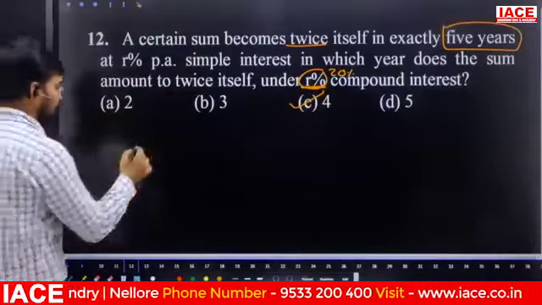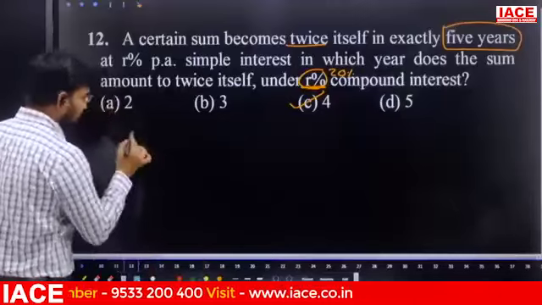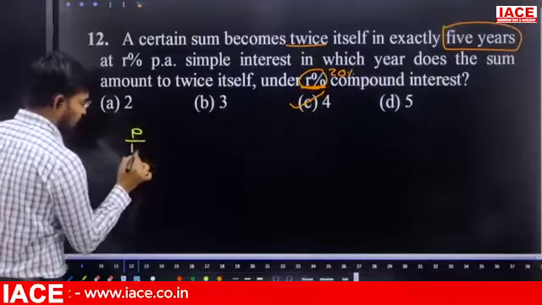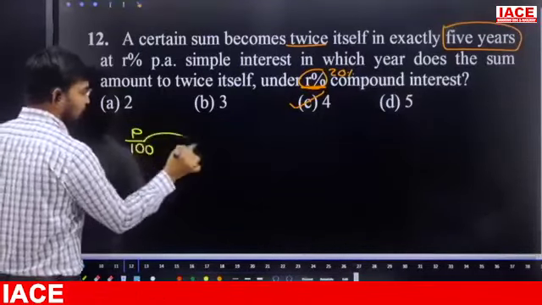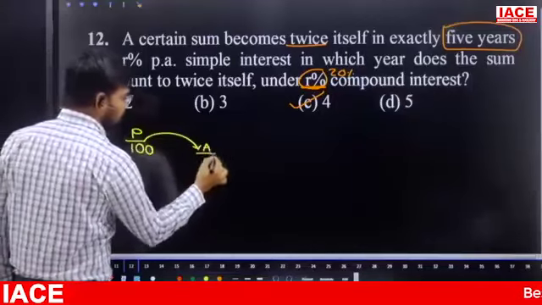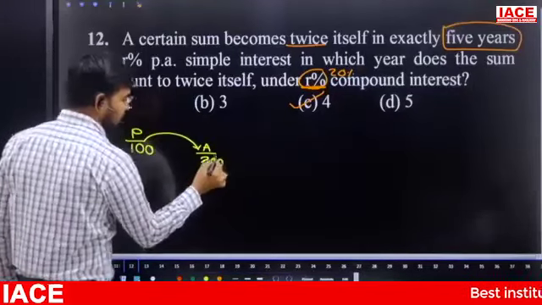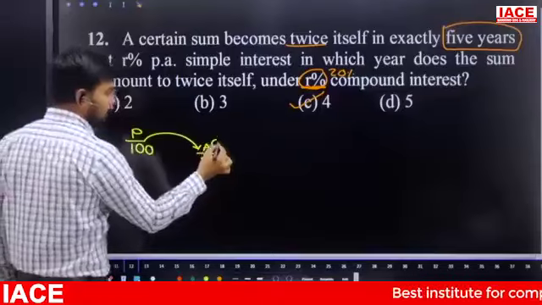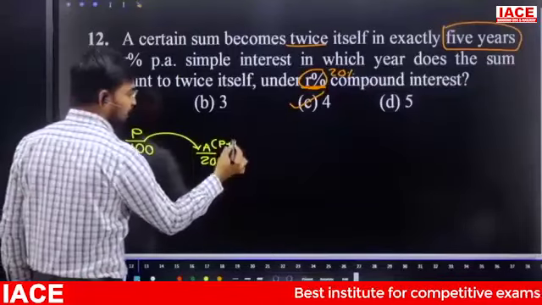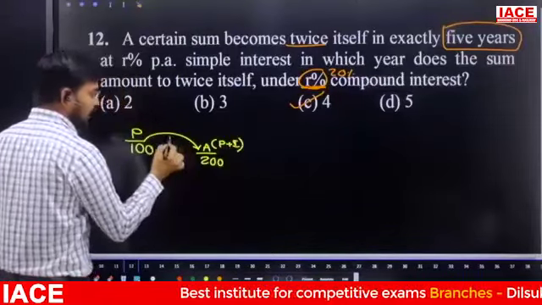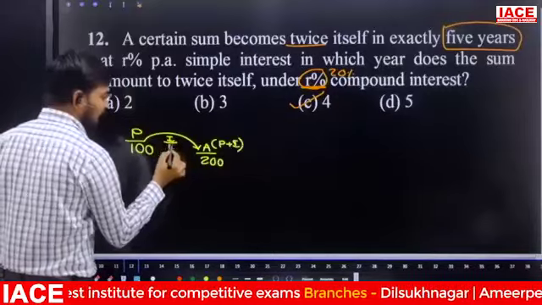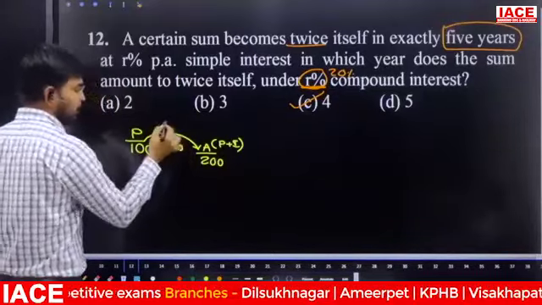So once again I will explain here. Principal I don't know, I assume as 100. If principal is 100, amount twice. So twice is nothing but what amount? 200. So amount is nothing but P plus I na. In this 200, interest is 100. 100 rupees interest in how many years?